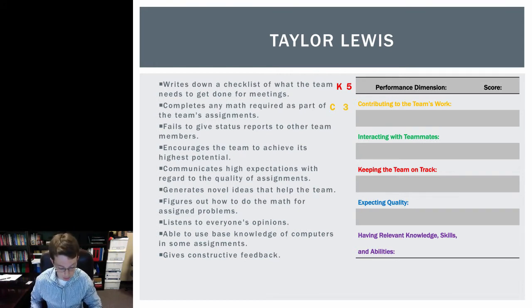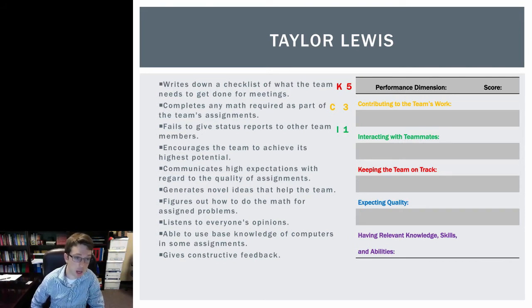And then for the next behavior, fails to give status reports to other team members. Which dimension does this fall under? So this would be interacting with teammates. And does it reflect high, medium, or low performance? So this would reflect a low level of performance.